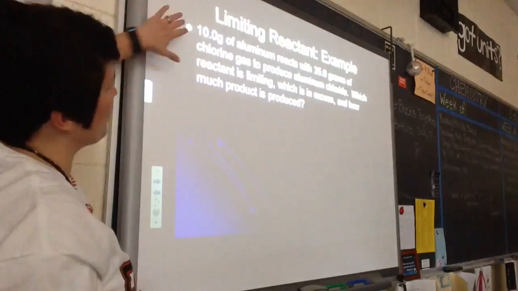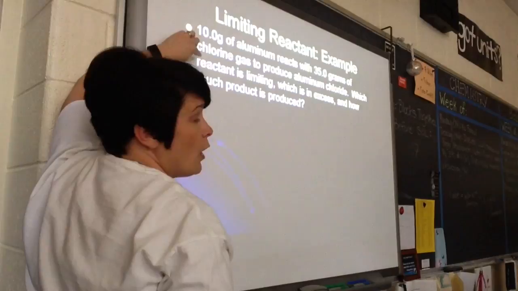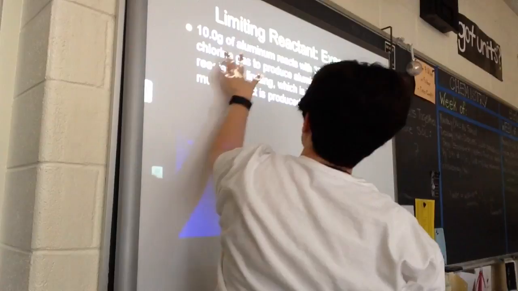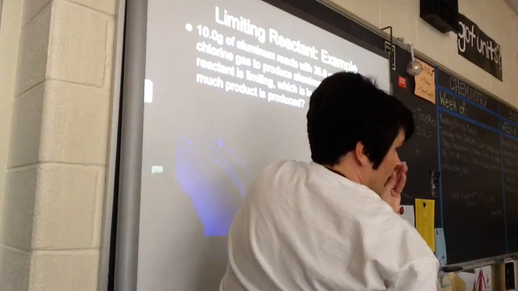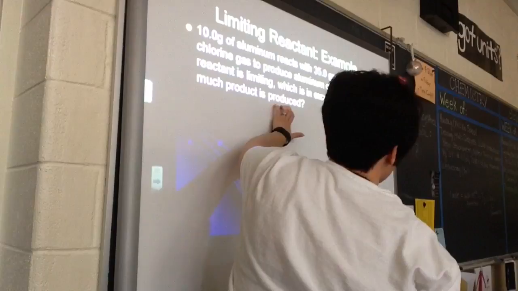So here's an example, okay? I've got 10 grams of aluminum reacting with 35 grams of chlorine gas. We are making aluminum chloride. This is a synthesis reaction. Aluminum plus chlorine yields aluminum chloride. The question, which reactant is limiting? Which one is in excess? It's going to be the other. Okay? And how much product is produced? How much product is produced is based on which of them is limiting.